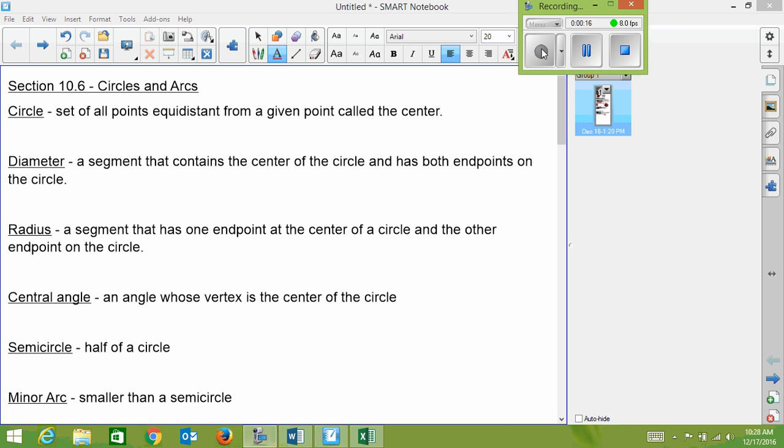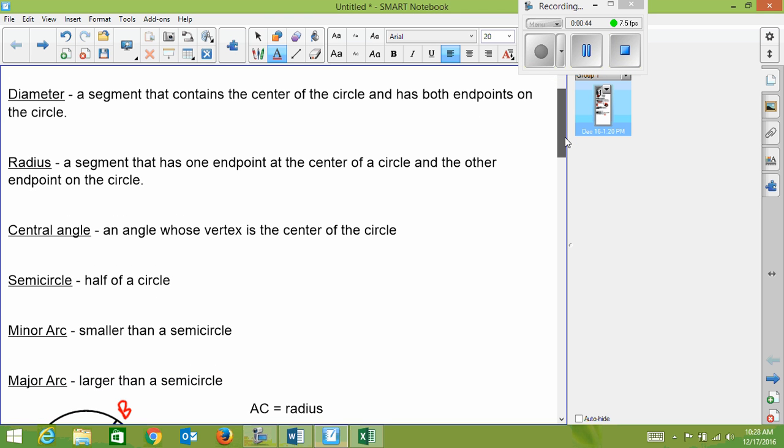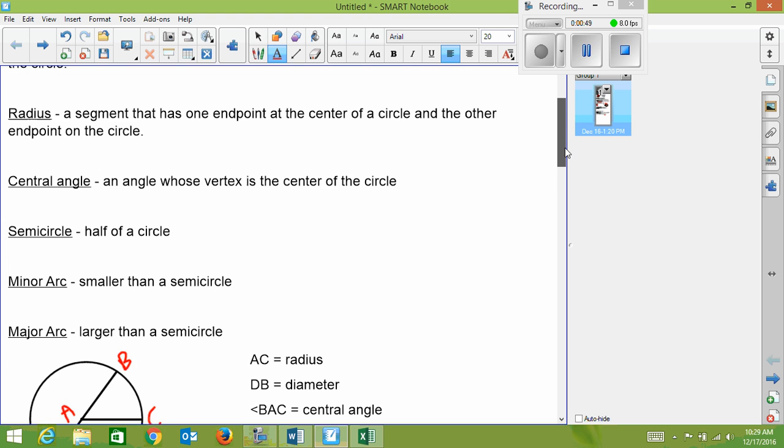A circle is just a set of all points equidistant from a given point called the center. The diameter is a segment that contains the center of the circle and has both endpoints on the circle. So in other words, the whole way across the circle. Radius, a segment that has one endpoint at the center and the other endpoint on the circle, halfway across the circle, in other words. Central angle is an angle whose vertex is the center of the circle. A semicircle is half of a circle. A minor arc is smaller than a semicircle, and then a major arc is larger than a semicircle.